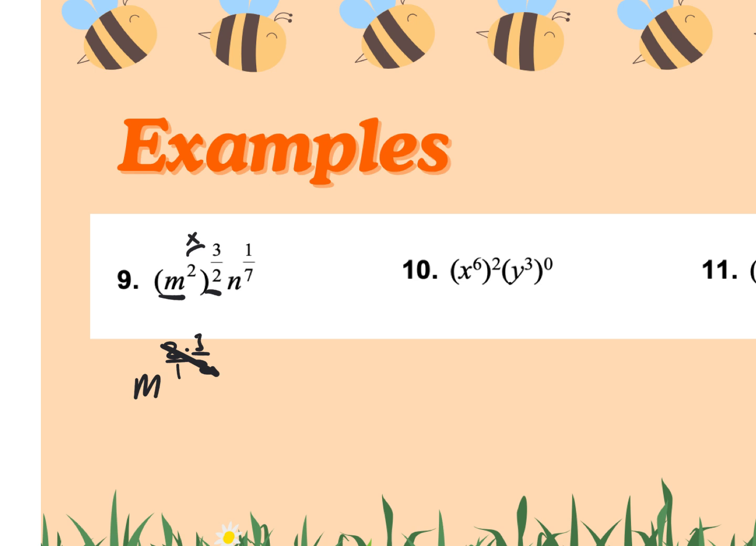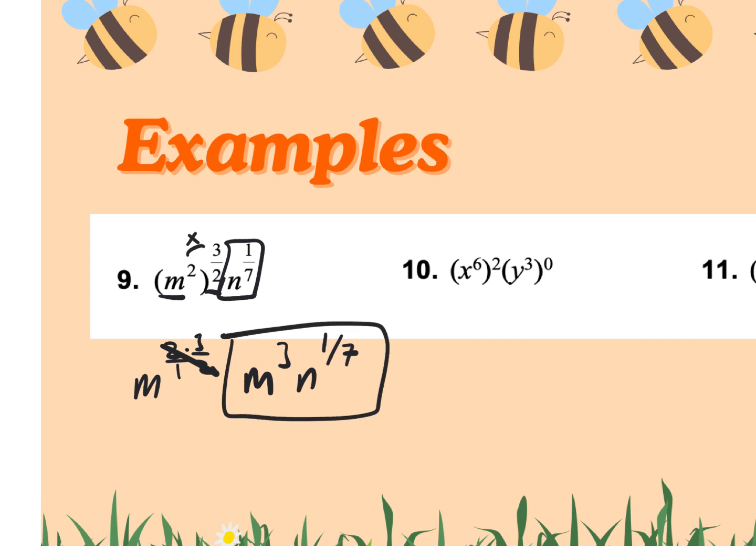If you cross cancel, the 2's go away, and then you are left with m to the 3rd, all right? And then nothing can combine with that n to the 1/7. It's not a negative and it's not a 0, so you can leave it alone. So this is your final answer.